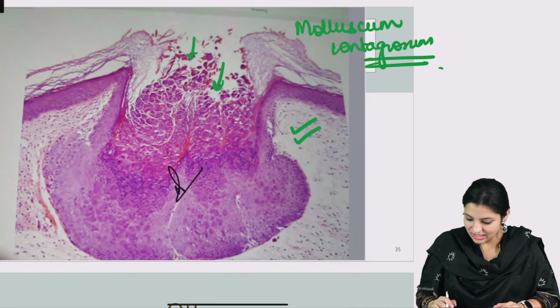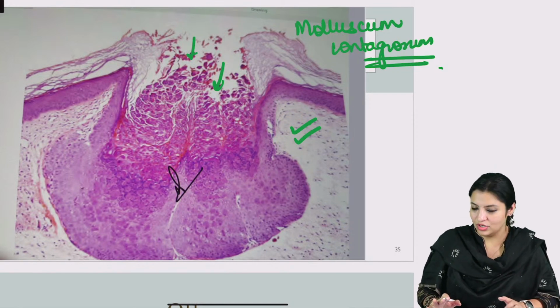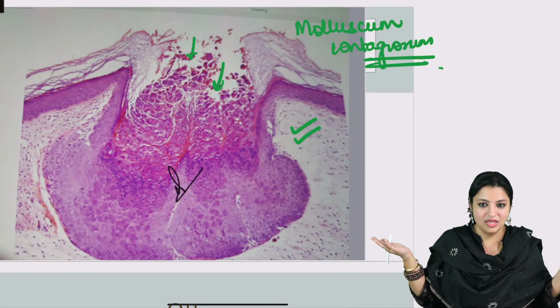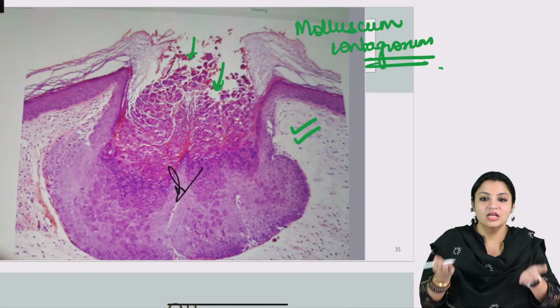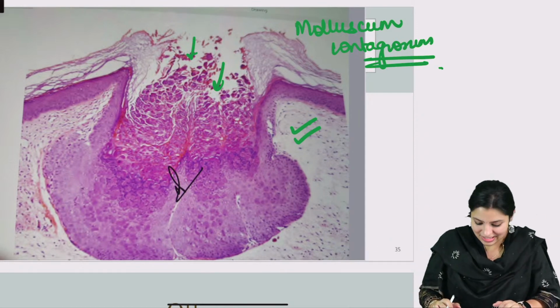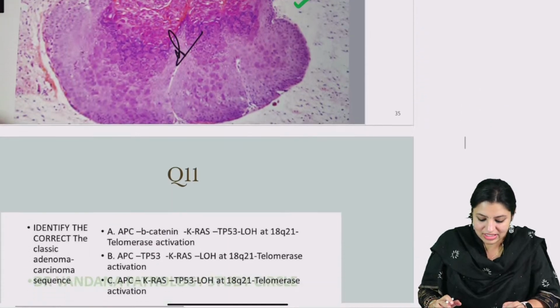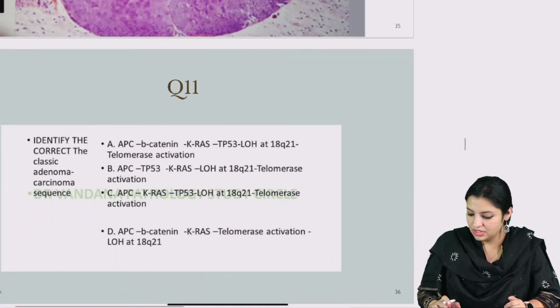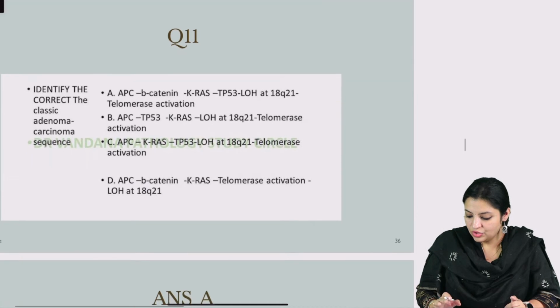Molluscum, right, guys? So that's about the flasks we have talked about. Flask shaped ulcers in the intestine, flask shaped lesion in the skin. You should be clear with all the flasks, isn't it? So now let's come to some mutation question. Okay, very good, Sanjana.